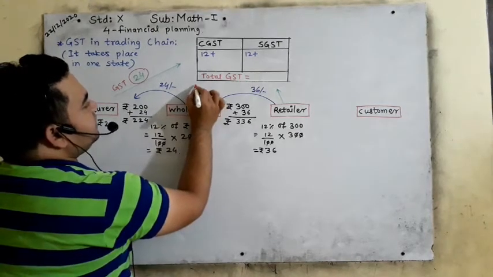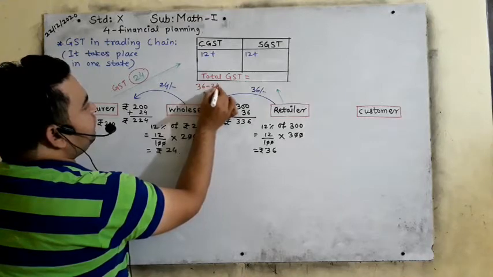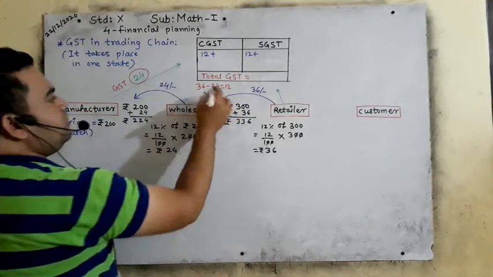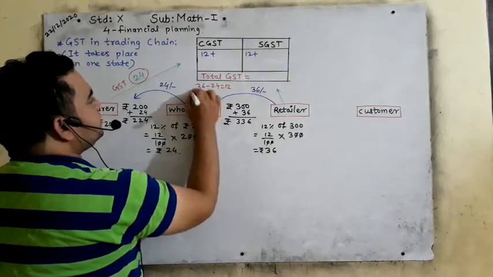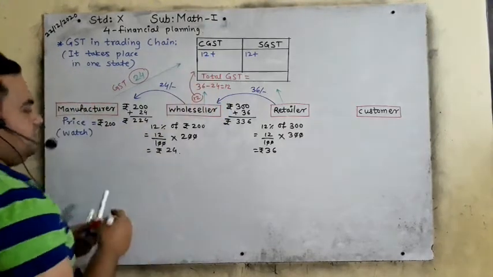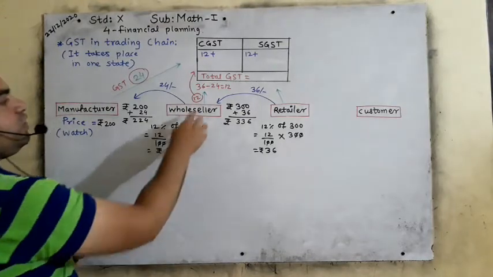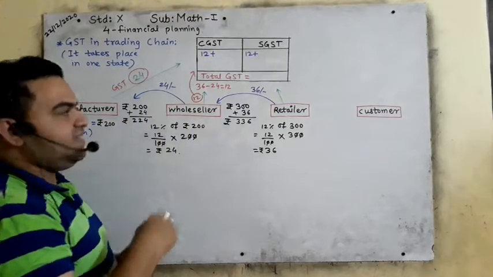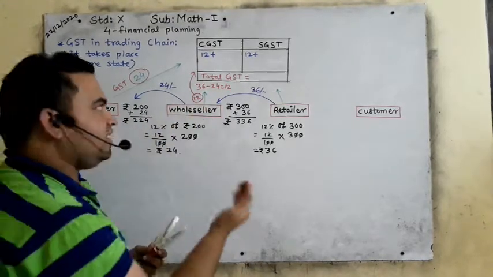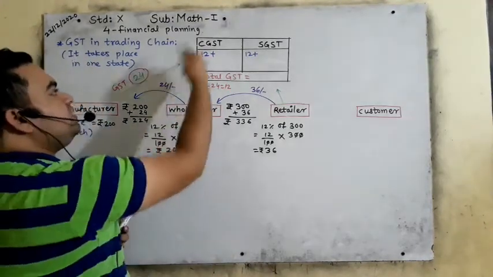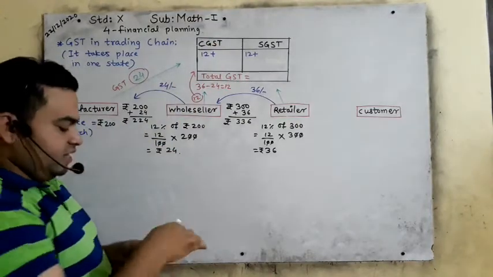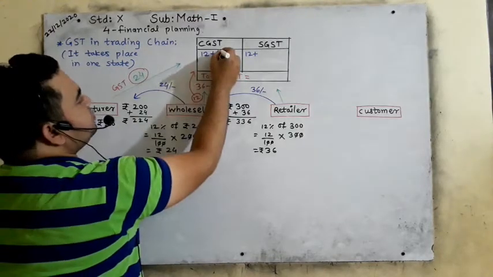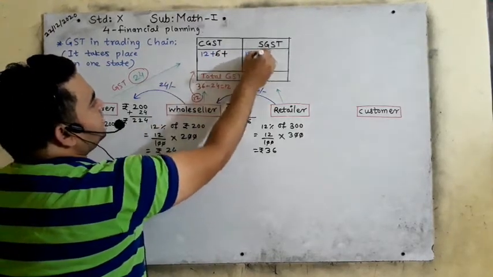He has taken 36 minus 24, it will be 12. So he has received how much? 12. So this 12 rupees, the wholesaler will pay as GST, because 24 rupees he already paid to the manufacturer. So 24 rupees he will keep, and that 12 rupees which is extra, the wholesaler will pay as GST to the government. So if they pay 12 rupees, it means 6 rupees CGST and 6 rupees SGST.